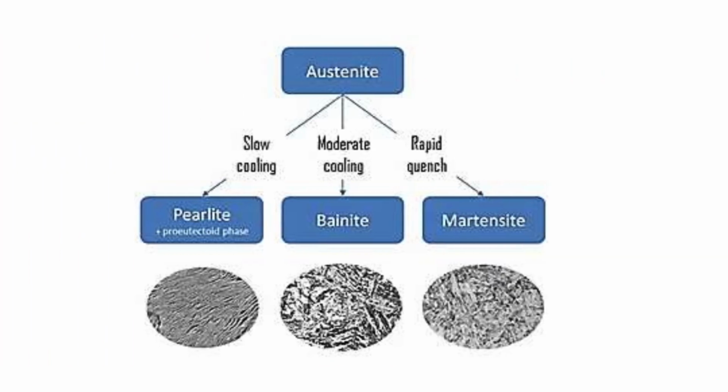Next, we see a diagram illustrating different cooling paths for austenite. If we use slow cooling, we get a structure called pearlite, sometimes with a pre-eutectoid phase. With moderate cooling, we get a finer structure known as Bainite. And if we use a rapid quench, we get a very hard and brittle structure called Martensite. The speed of cooling is truly the magic wand that shapes the final properties of the steel.